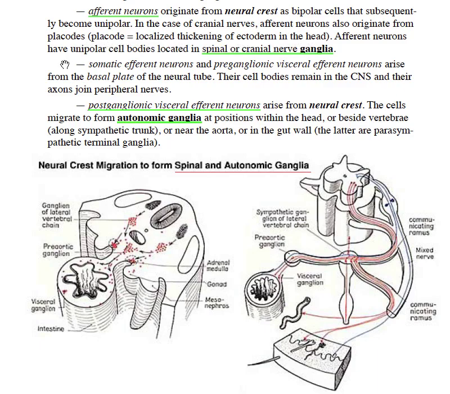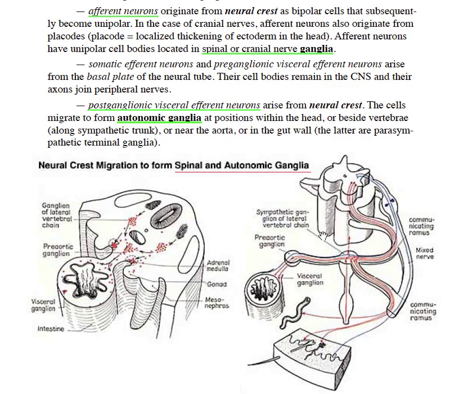In the case of efferent neurons, somatic efferent neurons and preganglionic visceral efferent neurons, cell bodies arise from the basal plate of the central nervous system, and just their axons join the peripheral nervous system. And we see that diagram below. Cell bodies are in the central nervous system, but their axons are part of the peripheral nervous system. However, the postganglionic visceral efferent neurons, they arise from the neural crest, and their cell bodies are within autonomic ganglia in the peripheral nervous system.